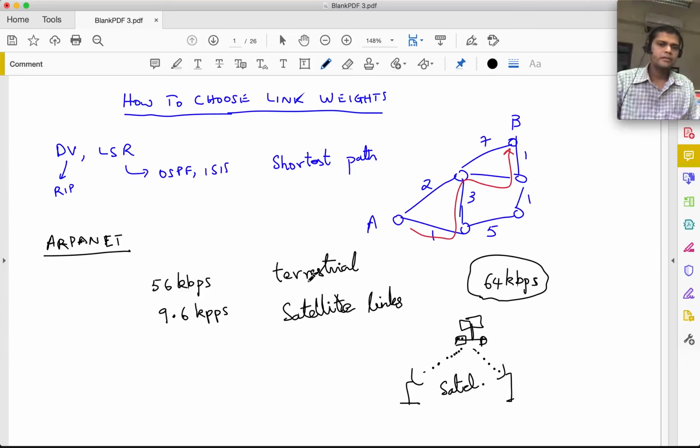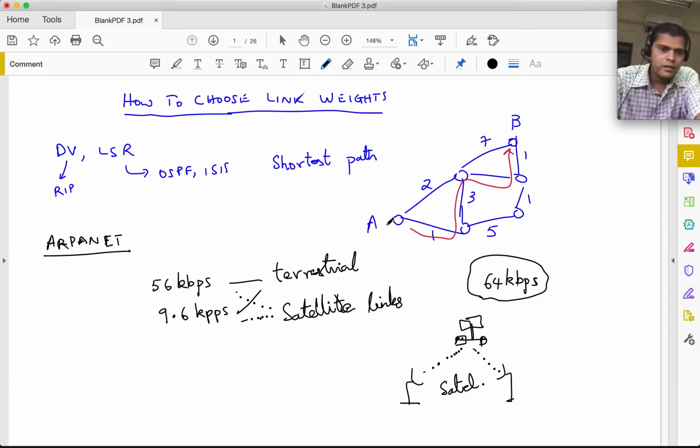But there were also terrestrial links which had these two speeds. So essentially we are looking at 4 types of links if we combine these two speeds and these two types. And the question is, in this sort of a network consisting of these 4 types of links, what sort of weight should you set for them?